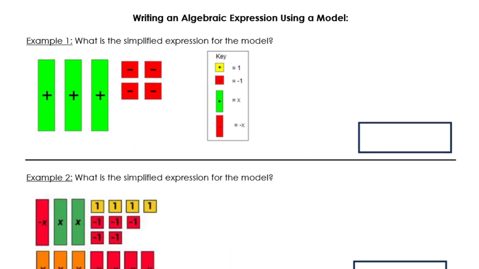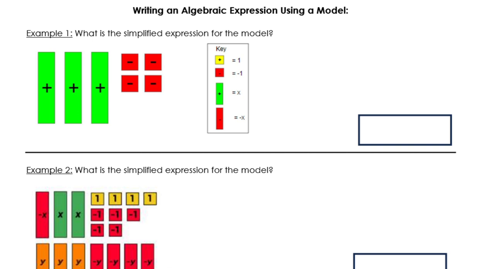All right, sometimes we're also going to be given these models where we just have to basically describe what we see and combine like terms if we need to. So here I say I have an x, these are labeled as x's, I have another x, I have another x, so I have 3 x's. It's really just counting up how many x's I have. Each of these is a negative 1, so I have 4 negative 1s, that's negative 4.